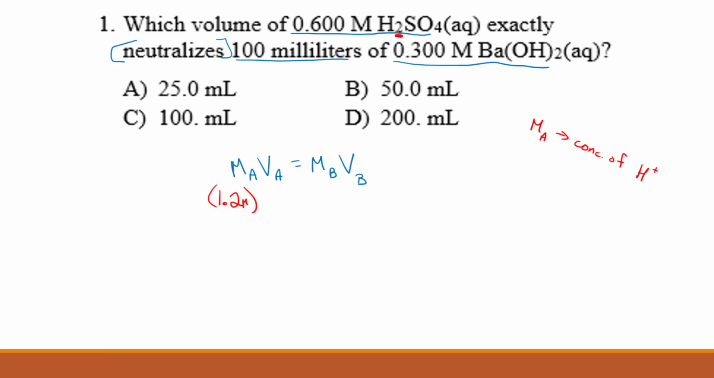So because it's H2, it's not 0.6, it's 1.2. We're going to double it because H2SO4 is going to give us 2 H pluses. Right? They're asking me for the volume. Now I screwed it up. They're asking me for the volume of my acid, so that's going to be X.